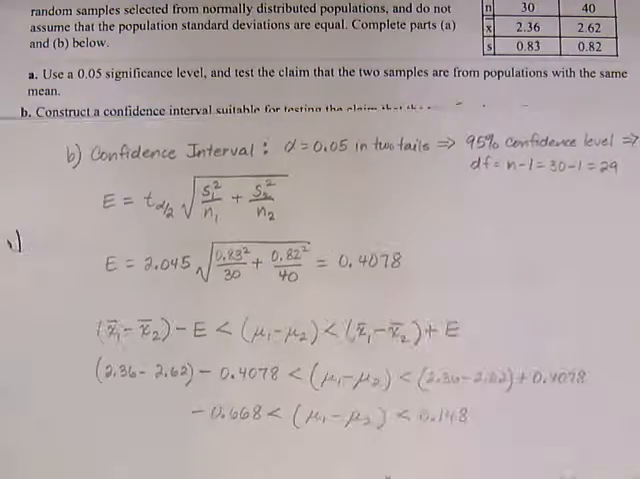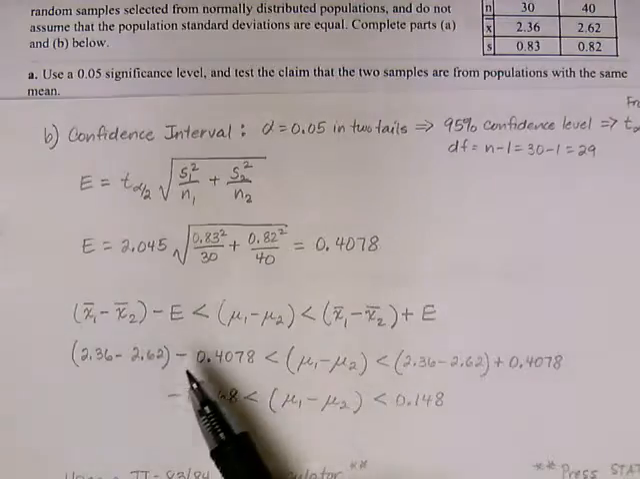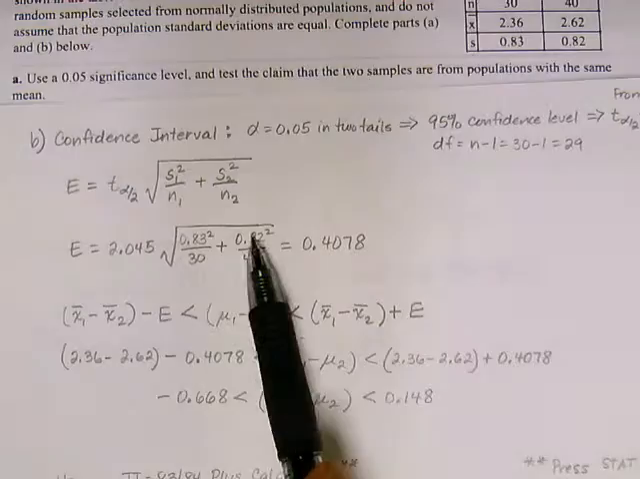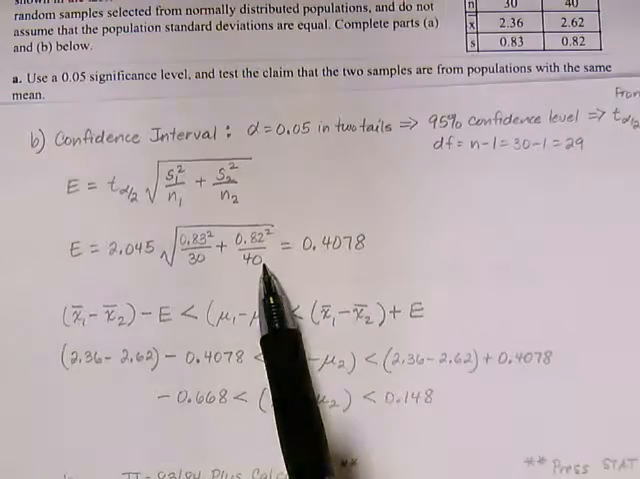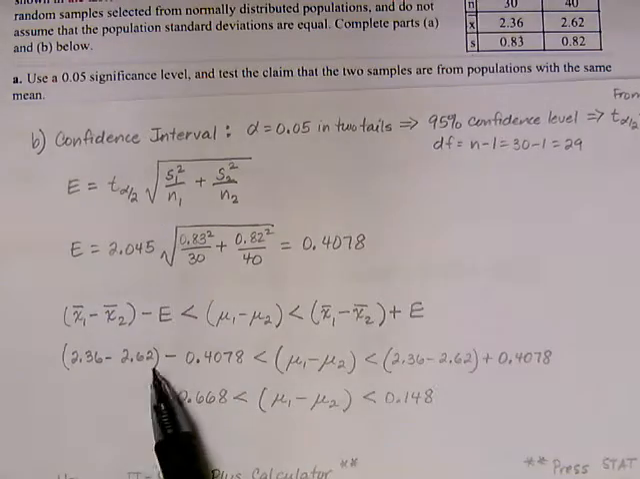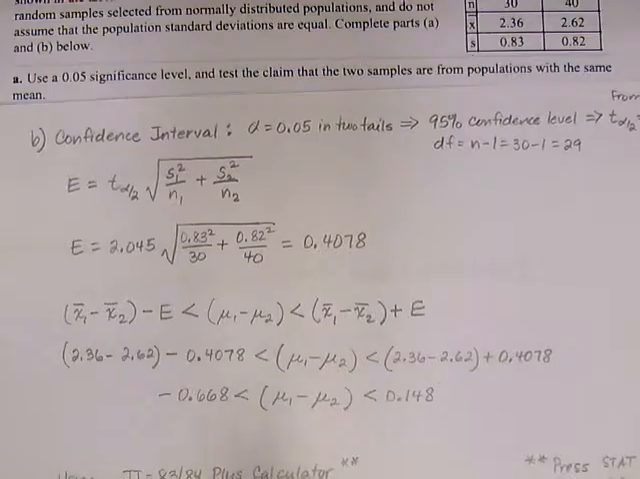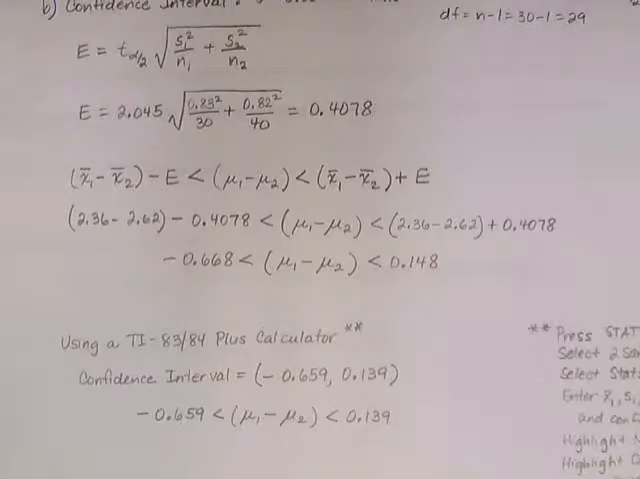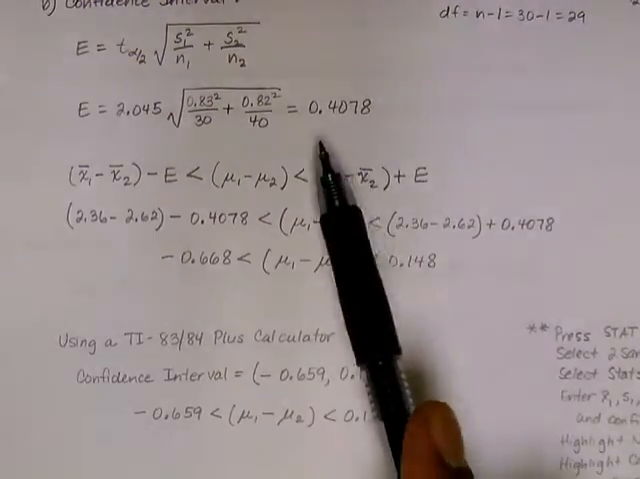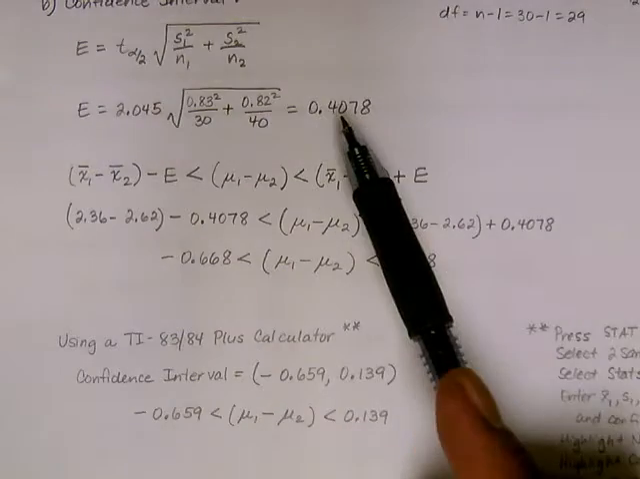And then I use this formula here. I just substituted the t of alpha over 2 with 2.045 and S1, S2, N1, and N2. Calculated all this to get 0.4078. Okay, and then I used that confidence interval formula and substituted those values here. Now notice my limits are a little bit different from what I got when I did it with the graphing calculator. Okay, and that's because of the conservative degrees of freedom that we used here.